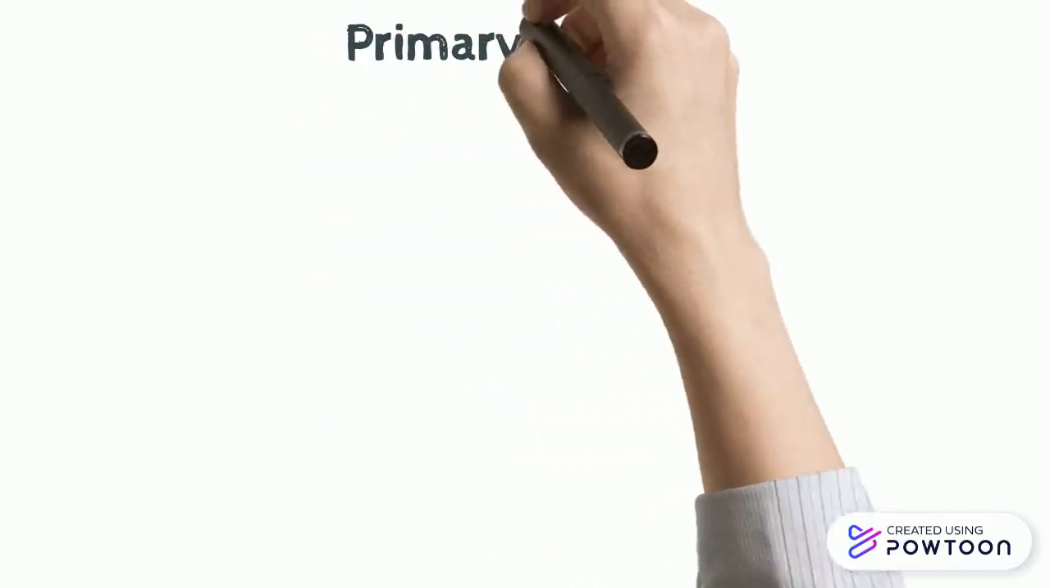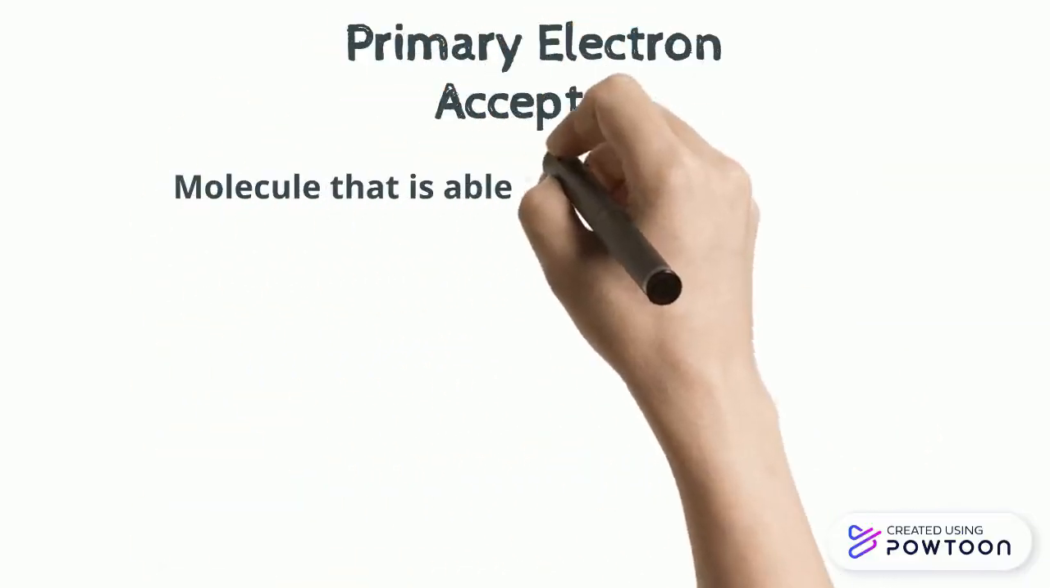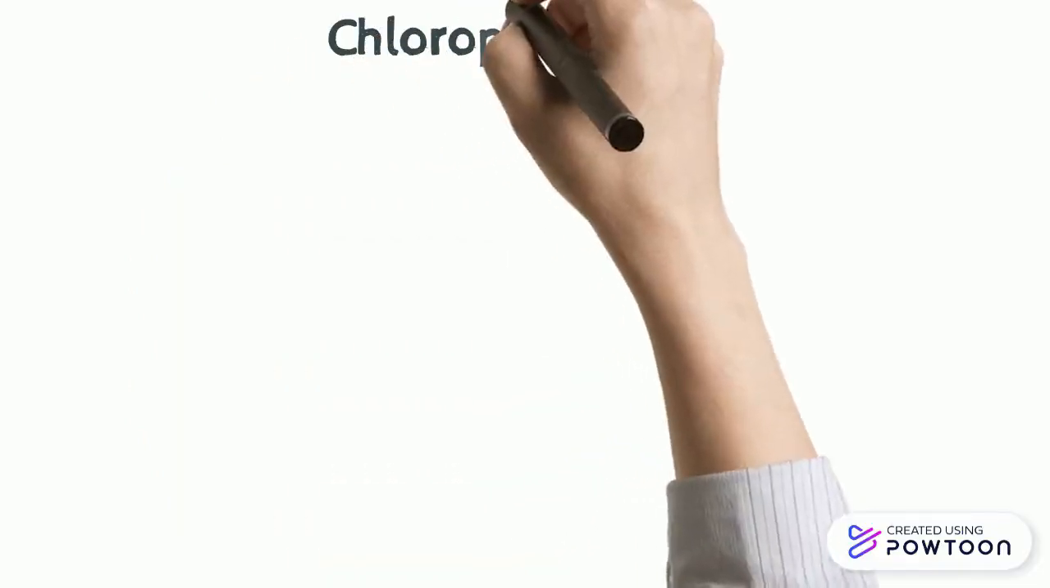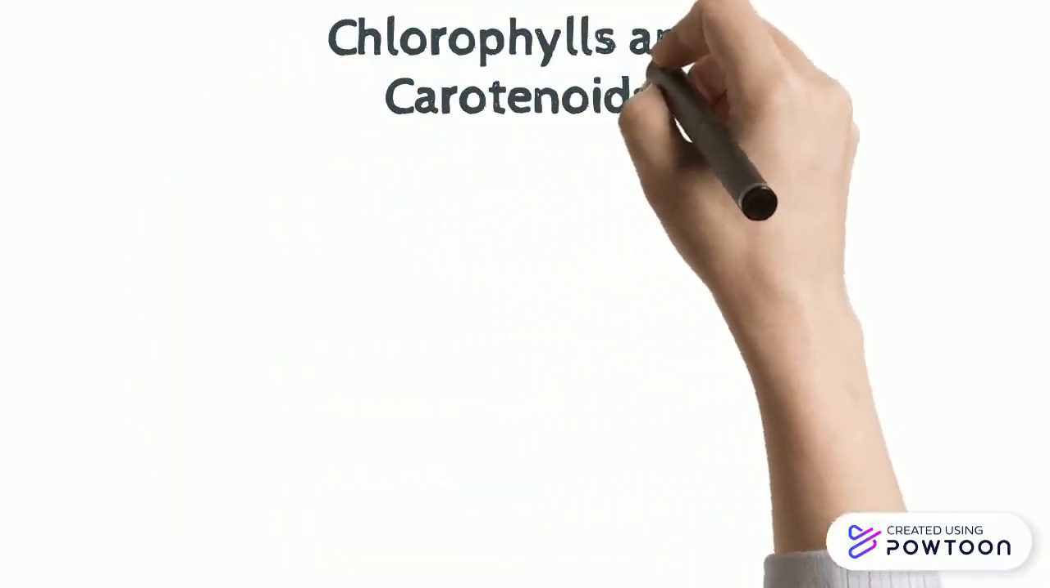By the way, a primary acceptor is a molecule that is able to accept electrons and become reduced during photosynthesis. Next, we are going to be talking about how chlorophylls and carotenoids cooperate in light absorption.